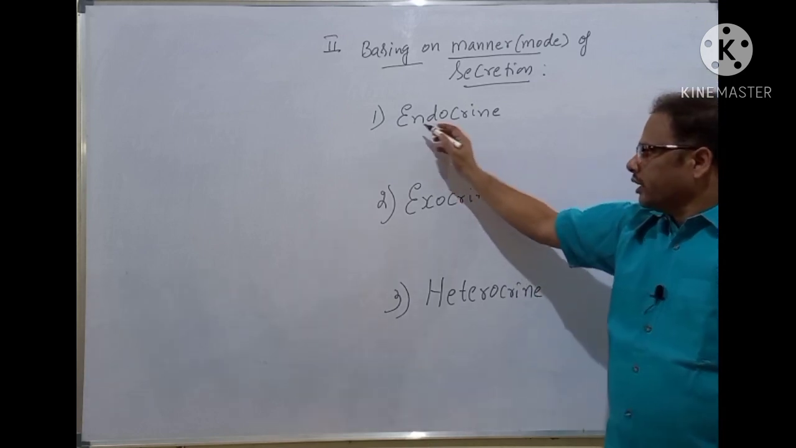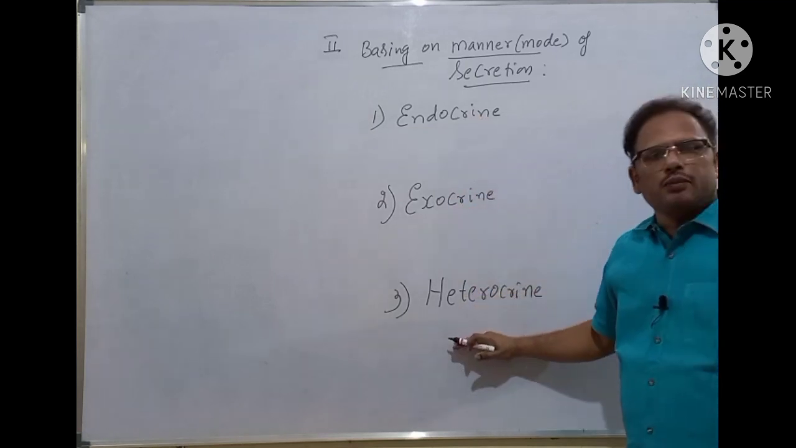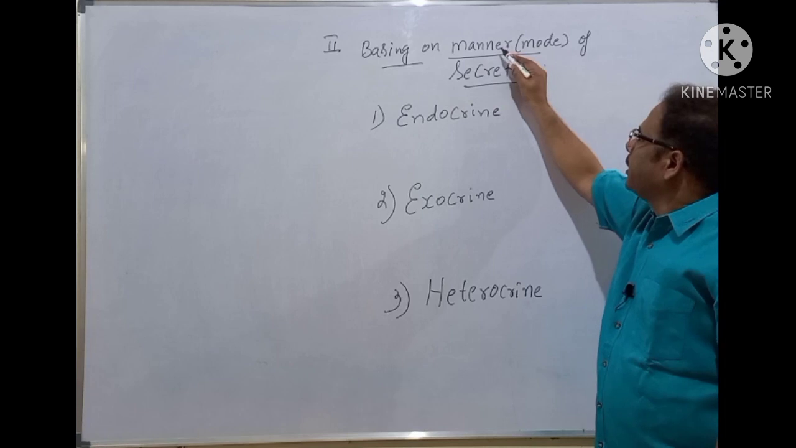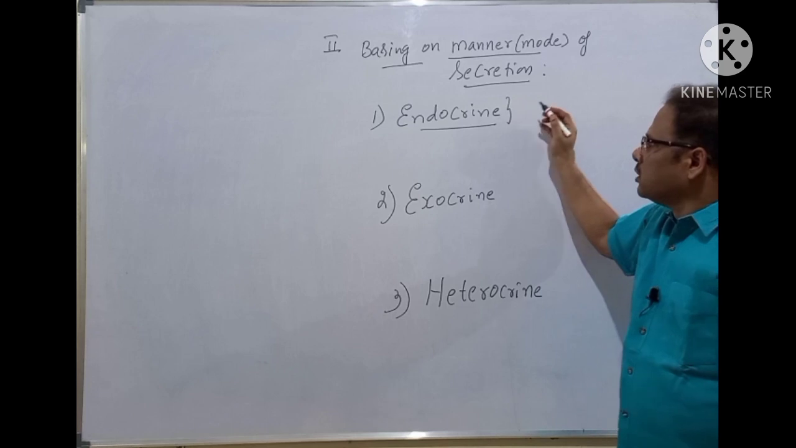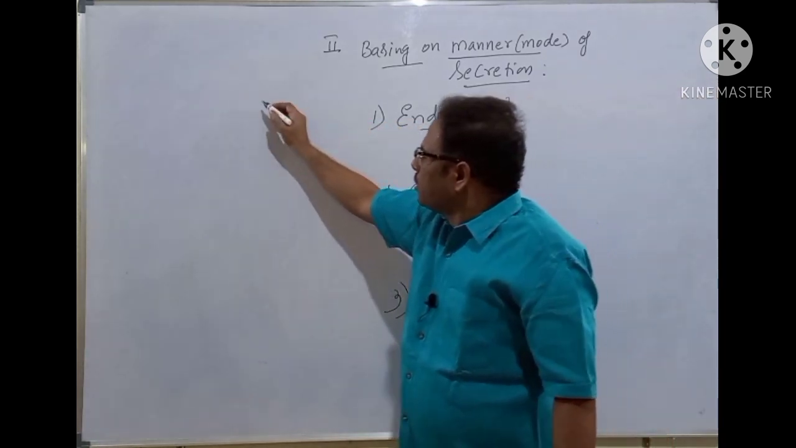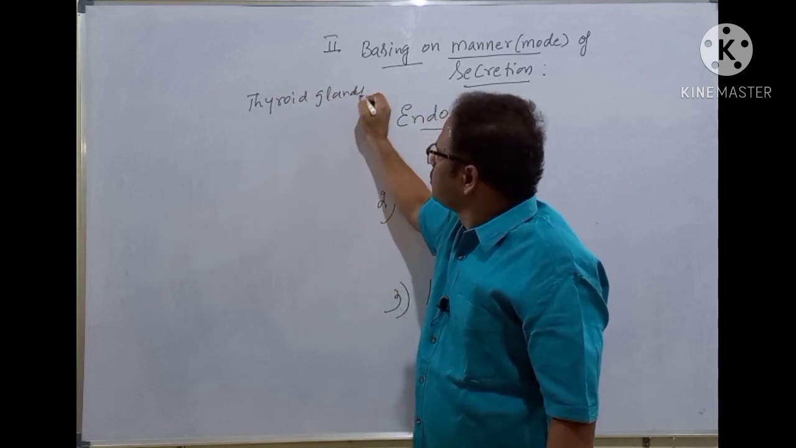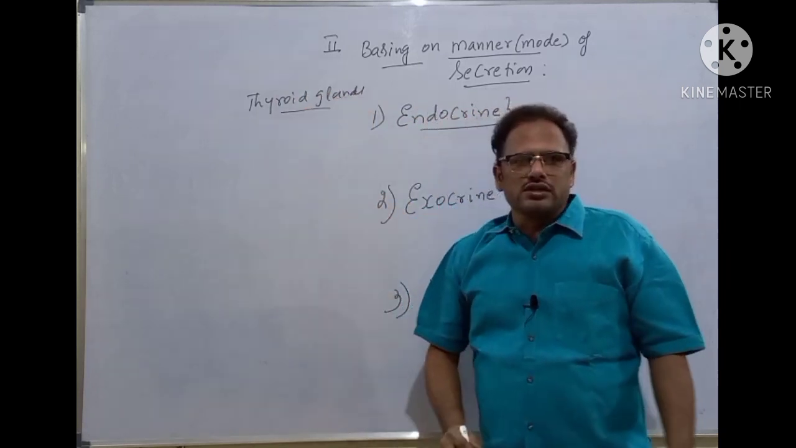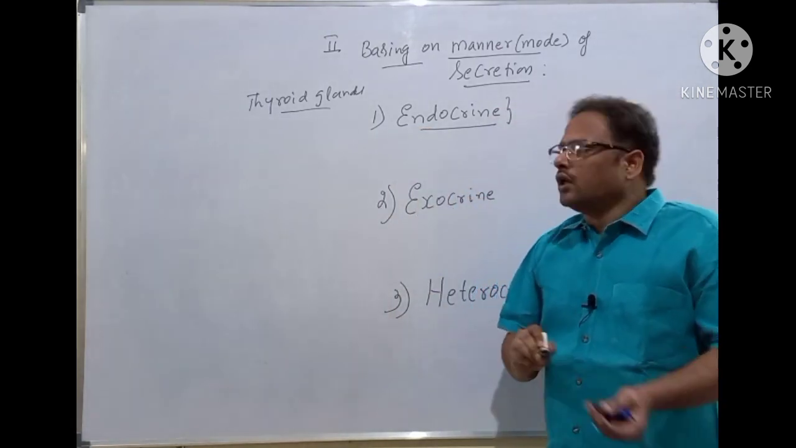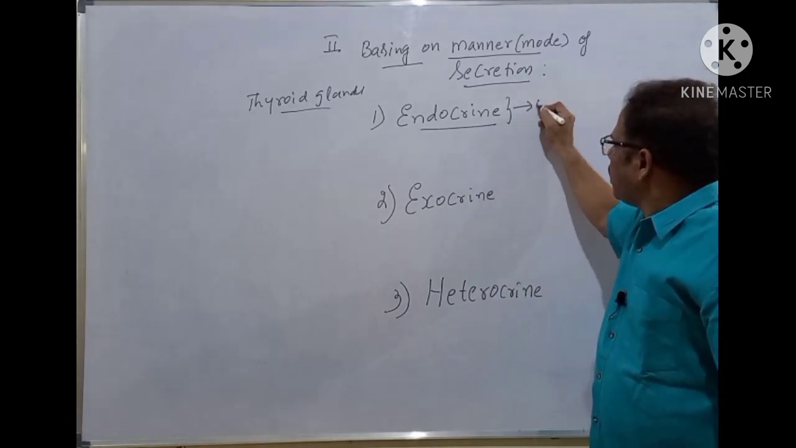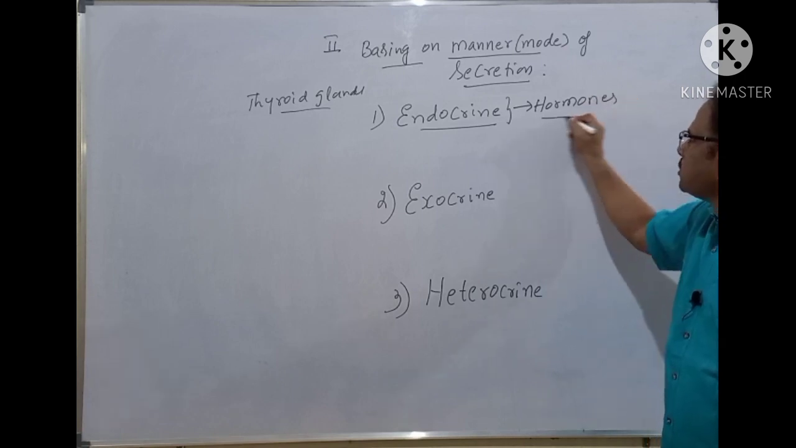First one is the endocrine, exocrine, heterocrine. Three types of glandular epithelium are there basing on the manner or mode of secretion. So first of all, what is endocrine? Endocrine, let's exemplify. Thyroid glands, pituitary glands, pineal glands, many are there which are the endocrine glands in the human body. Endocrine glands secrete the hormones, chemical messengers called hormones.